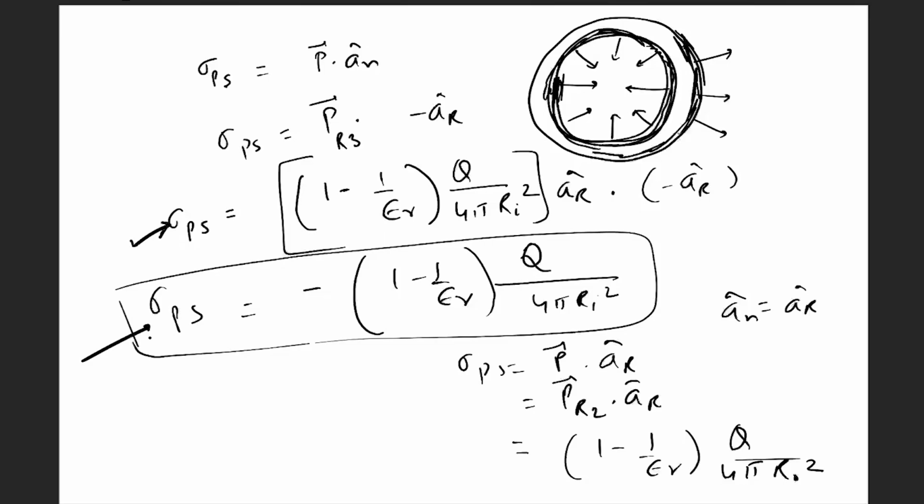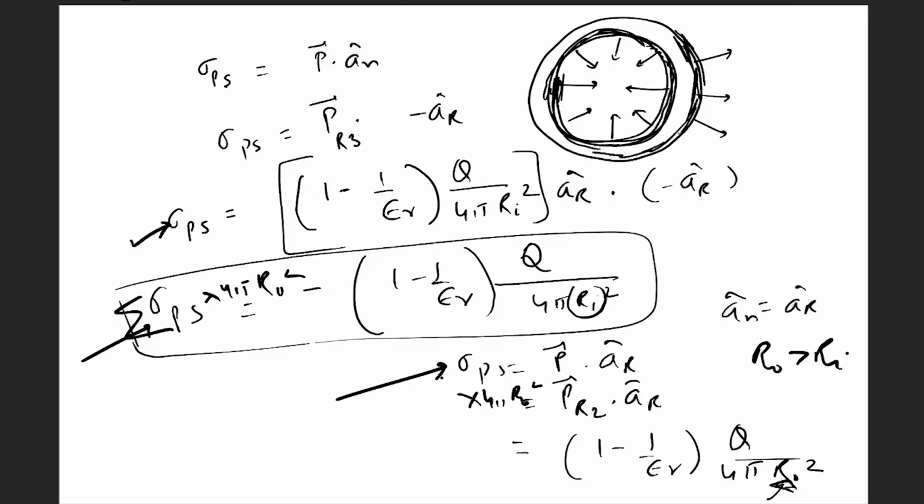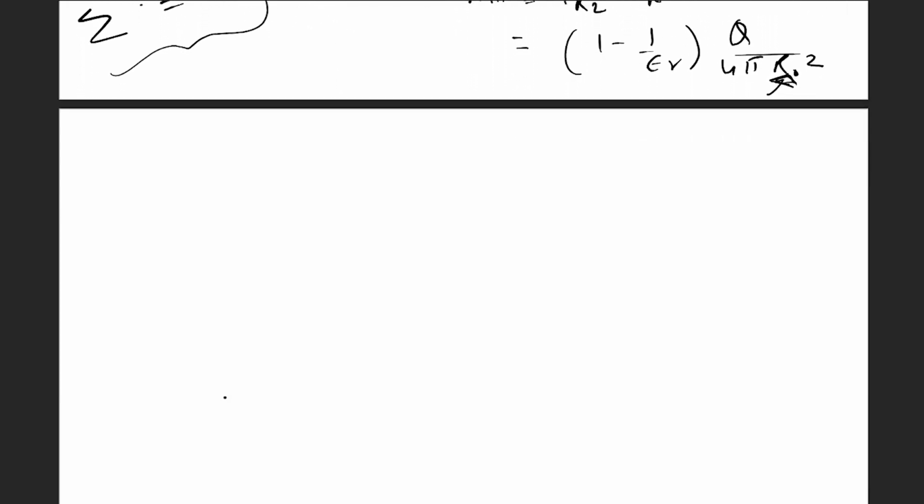This surface charge density is higher because this Ri is small. This surface density is low because this is larger. R naught is greater than Ri. But the total charge is same. Because of this we can take out 4 pi Ri square, and this is 4 pi R naught square. You will find that these two charges are equal and opposite. So total charge is again 0. So this is what we can verify.